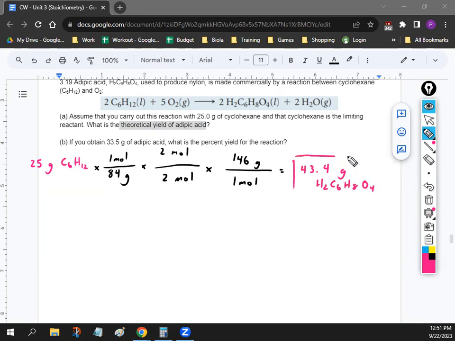And this right here, since this is the number that we got from our stoichiometry, is what we call our theoretical yield. So whatever answer you get from stoich, that's your theoretical yield. All right. Any questions about part A?